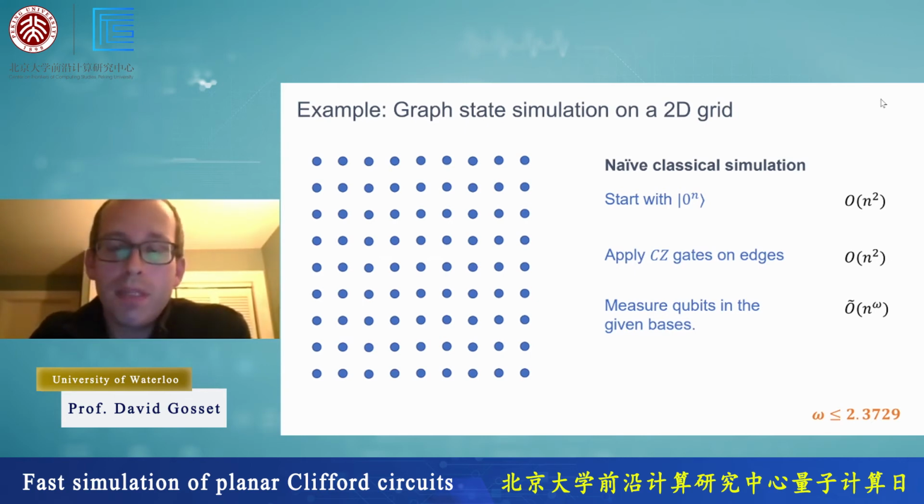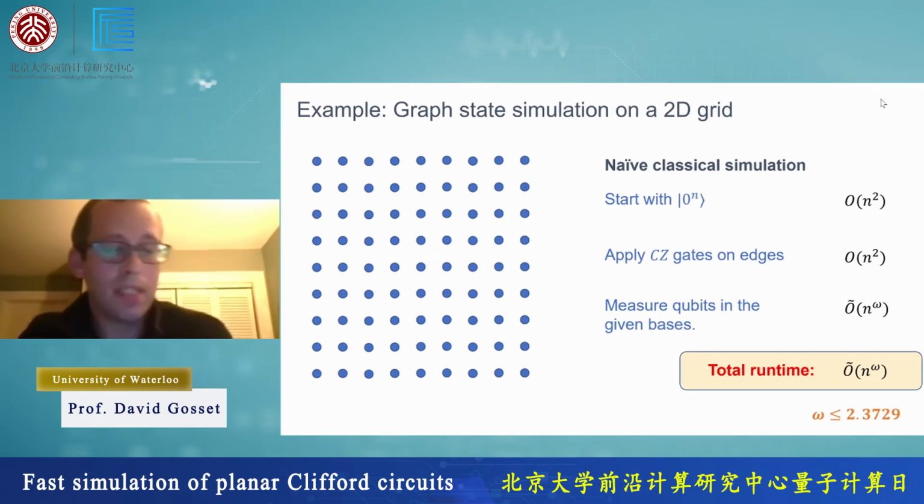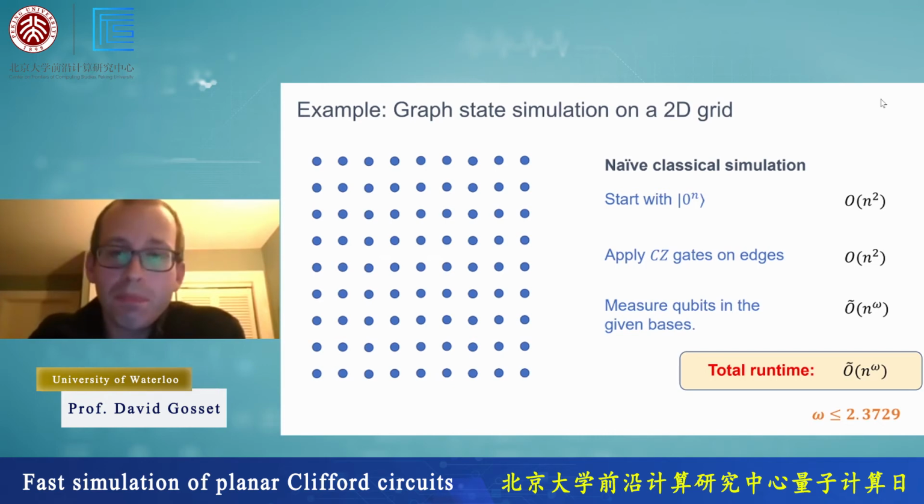So this algorithm is very simple. We just start with the stabilizer state all zeros. We apply each controlled z gate, and then we measure all the qubits. And the total runtime is asymptotically n to the omega. So that's our kind of baseline. So let me now show you how you can improve upon that algorithm.